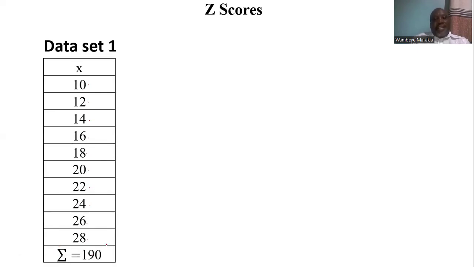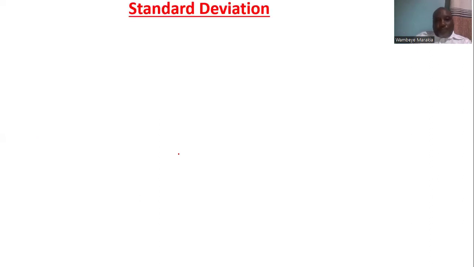Now we proceed to calculate the mean of this data. The mean is going to be 190 divided by 10, and the mean is 19. The mean for this data is 19. And remember, we are moving towards calculating the Z scores of this data. So we also calculate the standard deviation of this data.